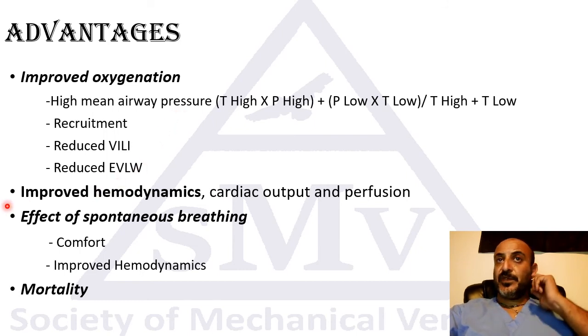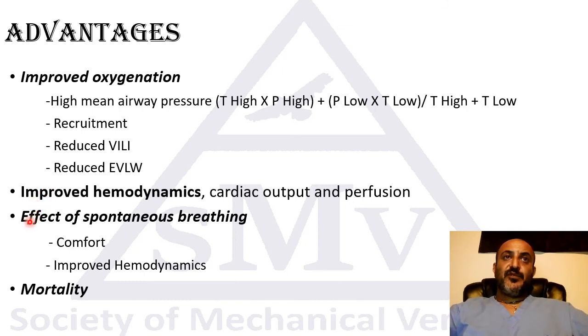Number two, improved hemodynamics. Again, multiple studies in animals and humans showed that the blood pressure, the cardiac output, and the kidney perfusion have improved with APRV. Sometimes we forget the perfusion part during respiratory failure. We always think about the lung, and we forget about the perfusion. But you have to have good perfusion also to match the ventilation.